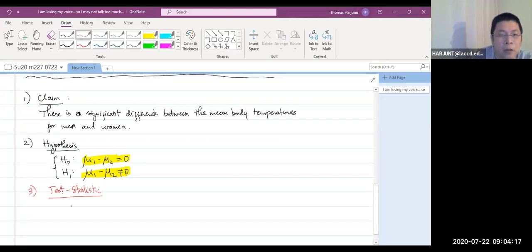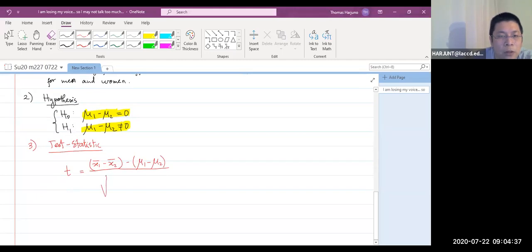Okay. The test statistic, because we don't have the population standard deviations for any one of them, we use t-score. And that will be x1 bar minus x2 bar minus mu1 minus mu2 over the square root of S1 squared over N1 plus S2 squared over N2.